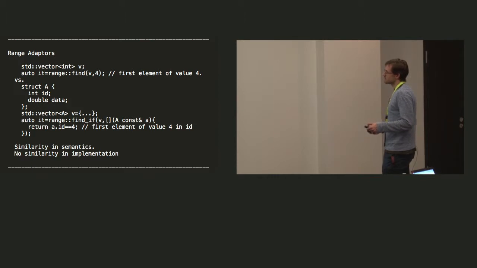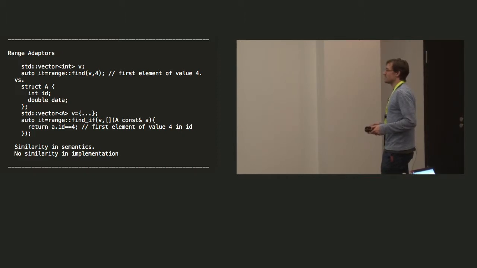Contrast this with that. You have a structure A that contains an int. This vector is a vector of ints, and this structure A has an int. And we want to do exactly what we are doing here: find the first 4 in that structure. You want to find the first int id that's 4. And right now you have to write it like that, which is rather ugly. You have to say range find if, assuming you also have a range version of find if, on the vector as a const reference, and then return a.id equals 4.